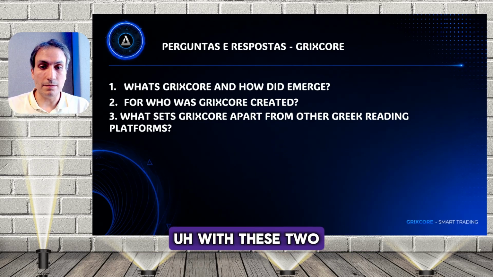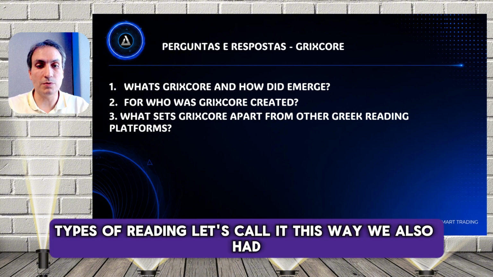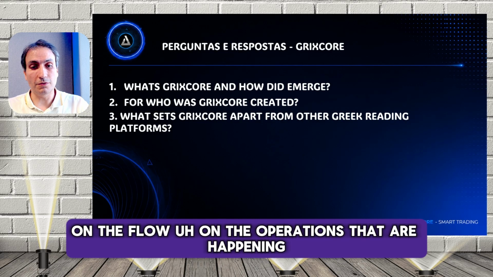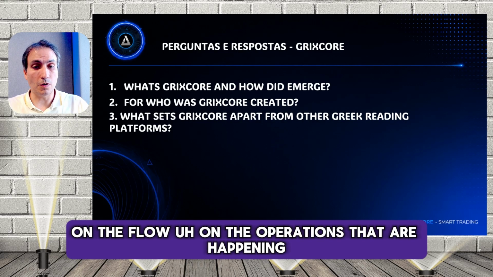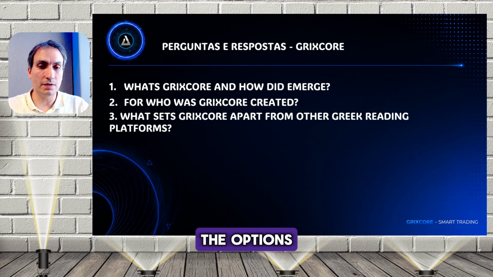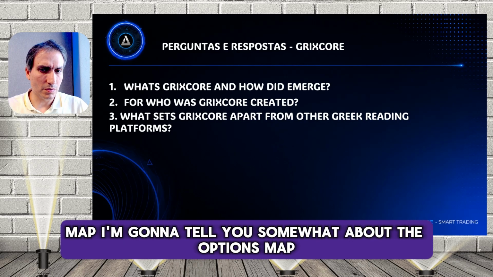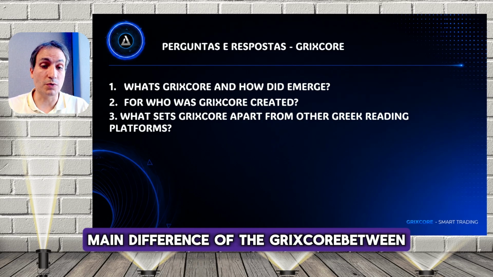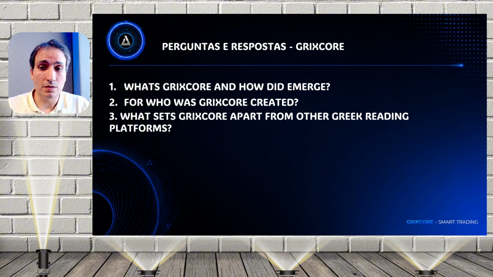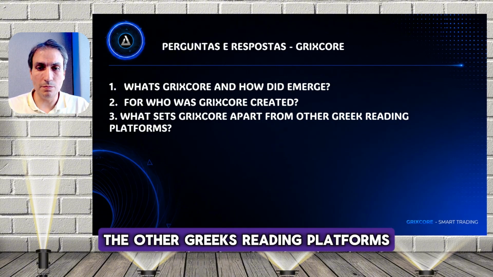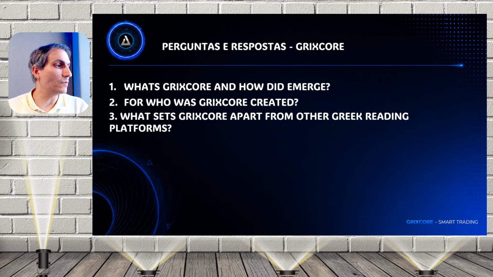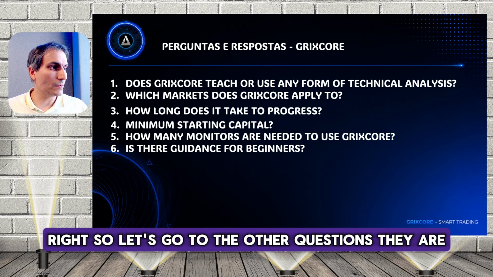And with these two types of reading, on the flow, on the operations that are happening, we also have the options map. I'm going to tell you a bit about the options map. I think it's the main difference between GrixCore and the other Greeks reading platforms. I'll show you in a few minutes, right? So let's go to the other questions.